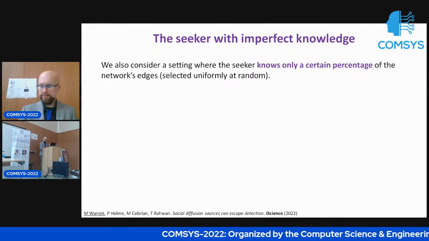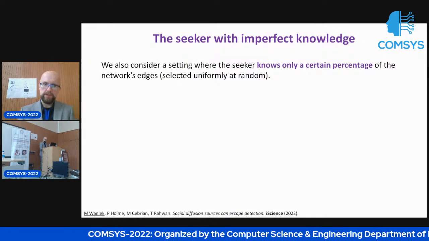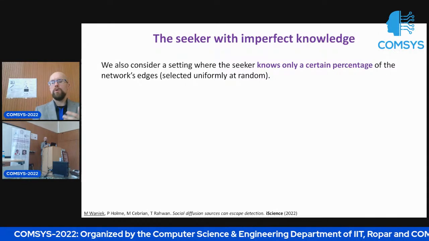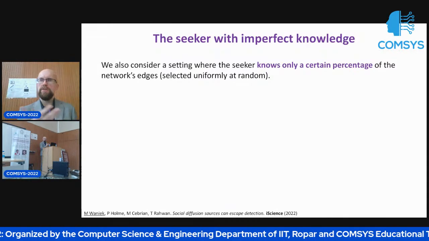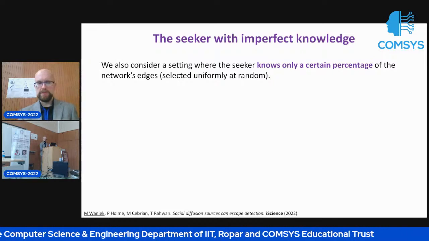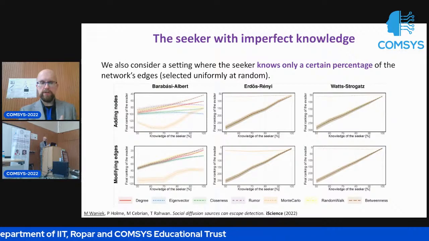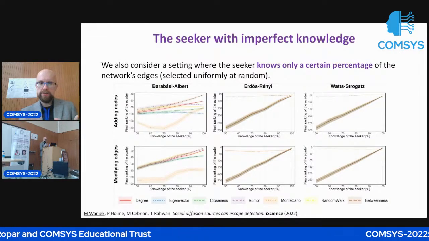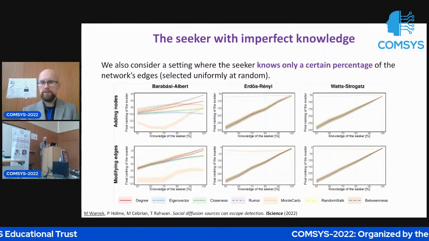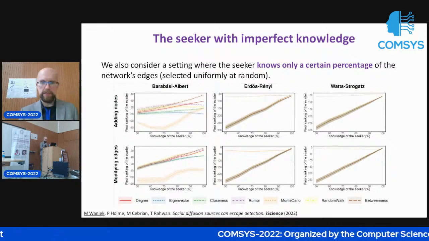We also analyzed the effects of a seeker with imperfect knowledge. So what if I, as a seeker, know only about a certain percentage of edges from the network, selected uniformly at random? And clearly, again, the greater my knowledge, the easier it is for me to find the evader, right? Which is also kind of expected.